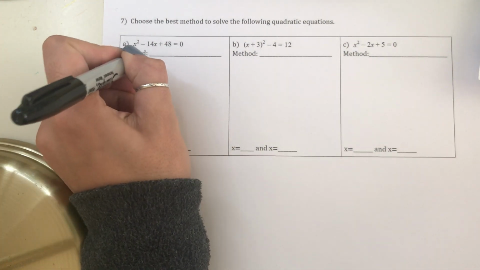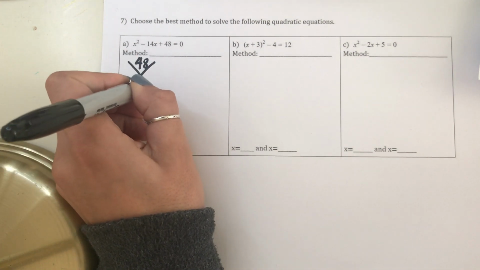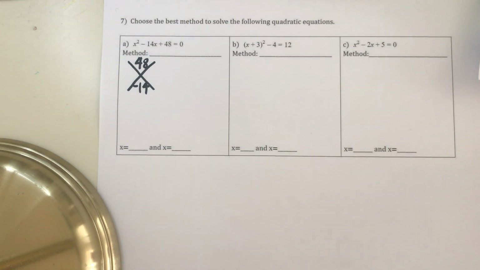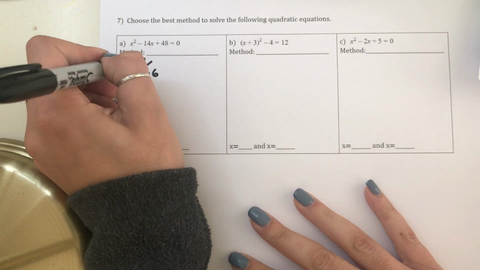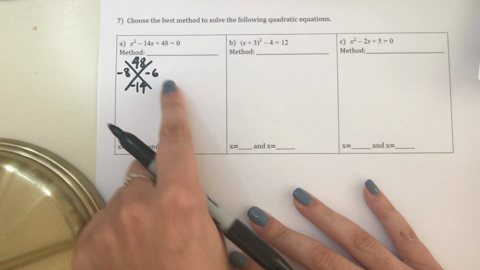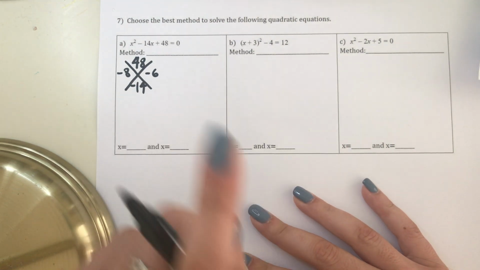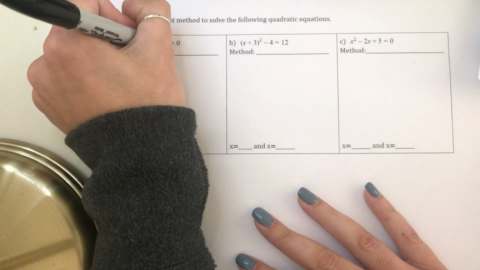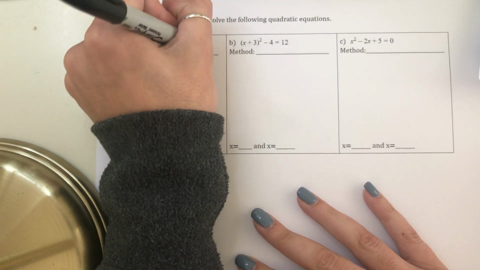So I'll set up my diamond with 48 on top and negative 14 on the bottom. Now I go through the factors of 48 and I realize that negative 6 times negative 8 is positive 48. And when I add these two to each other, I get negative 14. So this problem is factorable. So I will use factoring to solve.